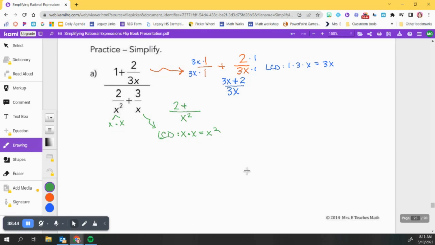Plus, what's this denominator missing that this denominator has? Remember, x squared means x times x, right? This one has 1x, we need to multiply by 1 more x. So I'm going to multiply the numerator by an x as well, which gives me 3x.